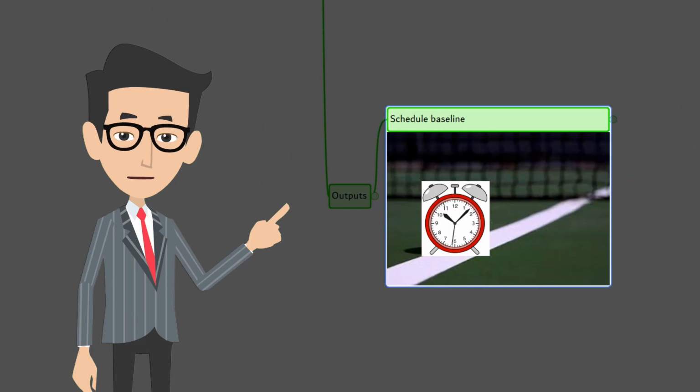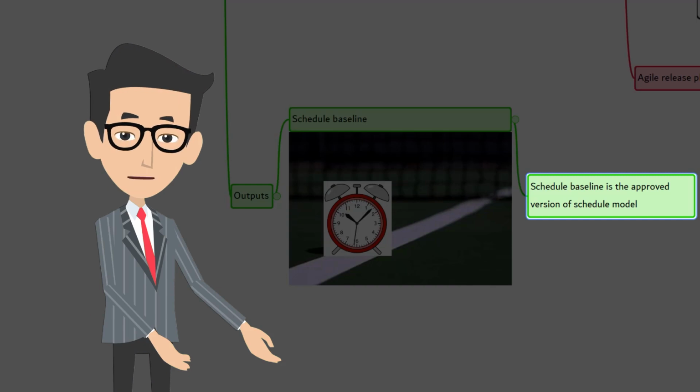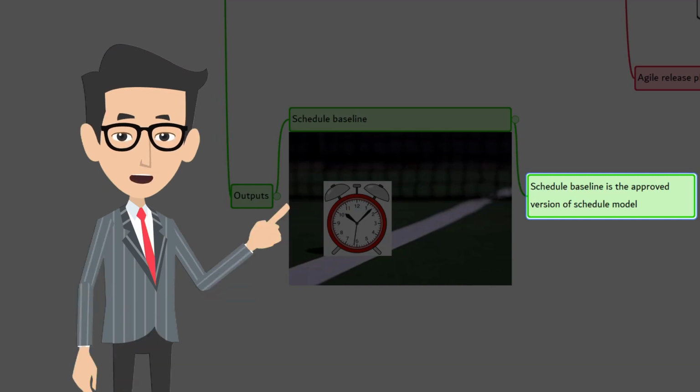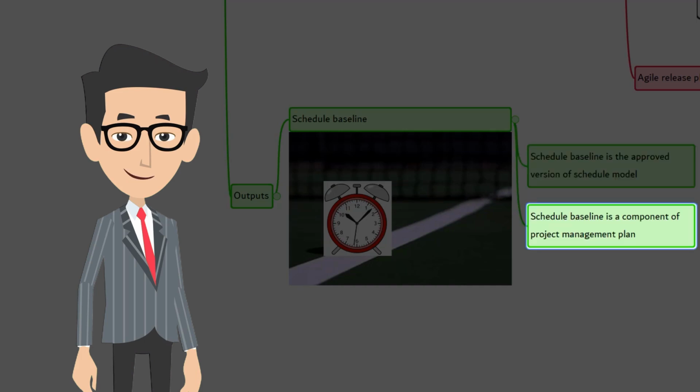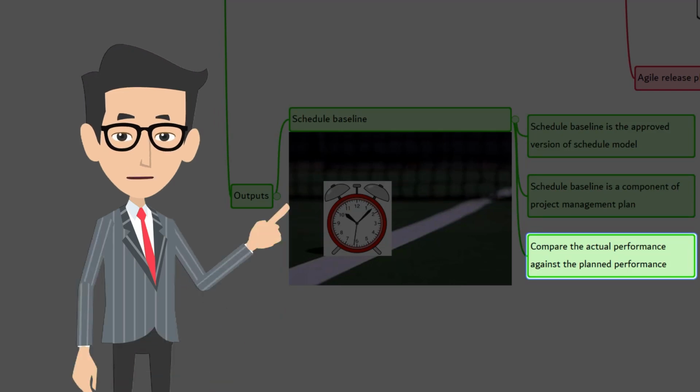First, schedule baseline. A schedule baseline is the approved version of the schedule model. The start and the end date of every project activity are baselined. The moment I say approved version, I think you know these baselines can be changed only through formal change control procedures. This baseline schedule is used as a basis for comparison to actual results. The schedule baseline is a component of the project management plan. This is accepted and approved by the appropriate stakeholders. During monitoring and controlling, the approved baseline dates are compared to the actual start and finish dates to determine if variances have occurred.